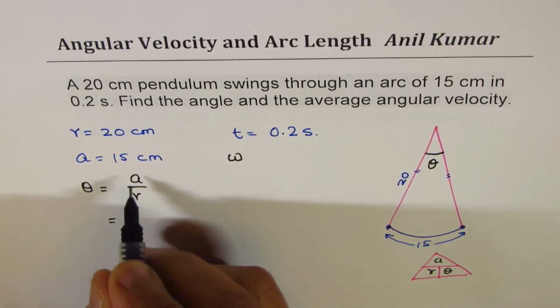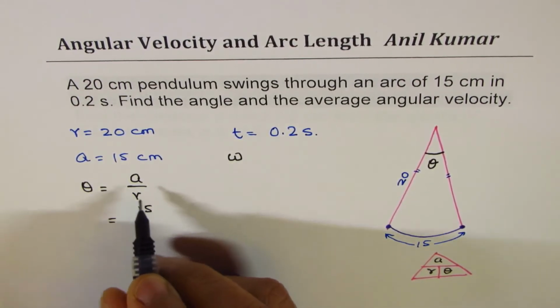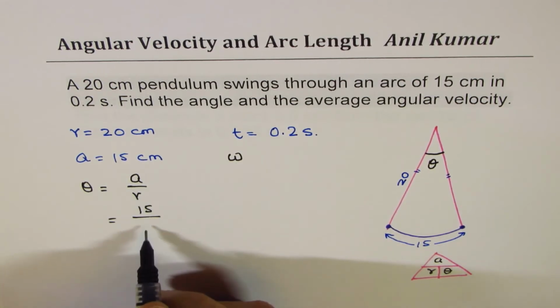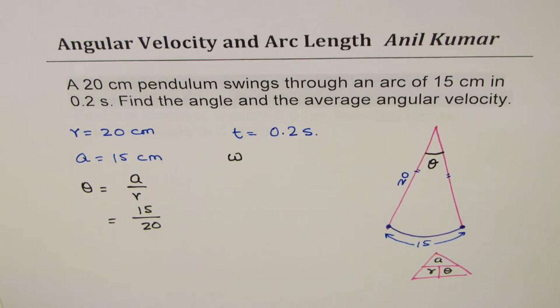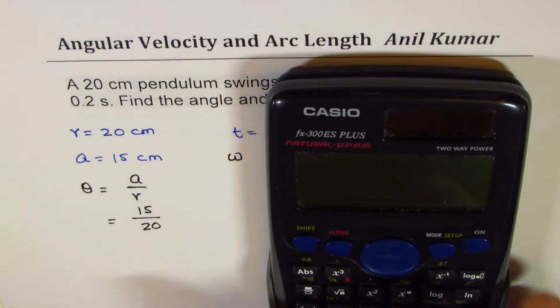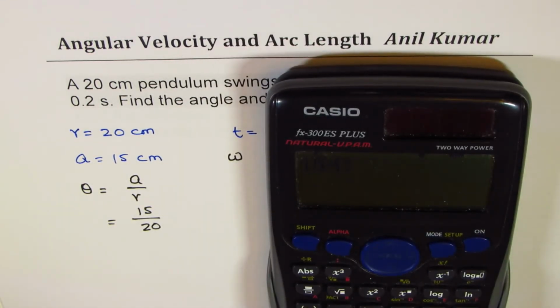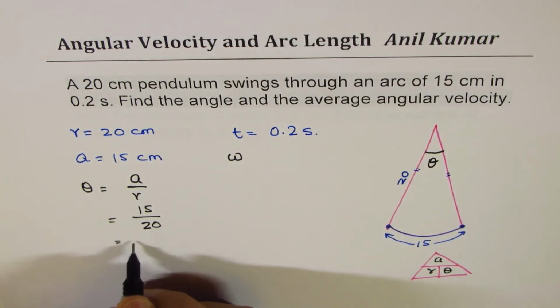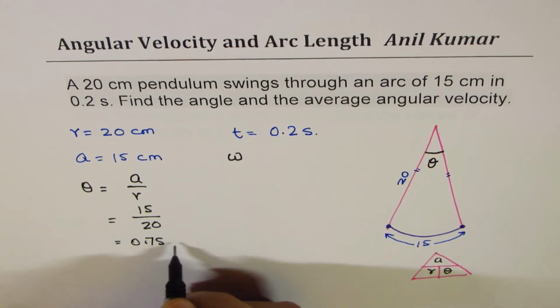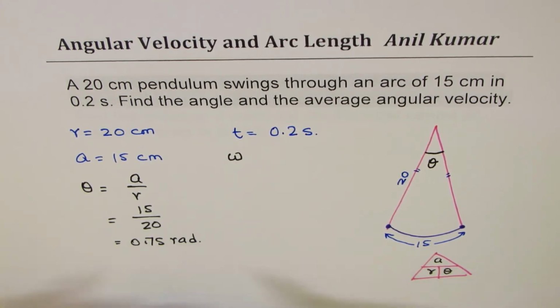So in our case, the arc length is 15 and the radius is 20. So their ratio is the value. So let's do 15 divided by 20, which equals, in decimals, 0.75, and this unit is radians. Correct? So we have theta in radians.